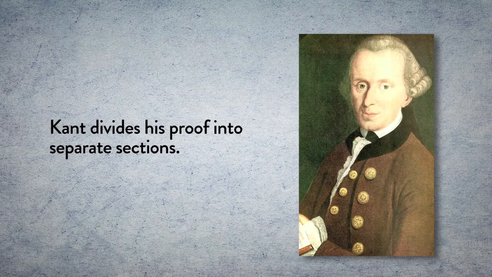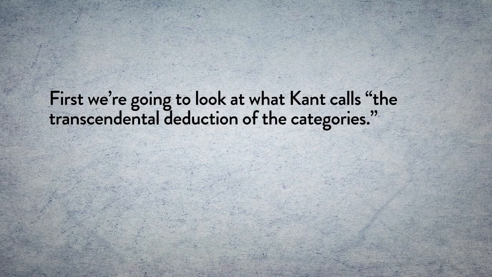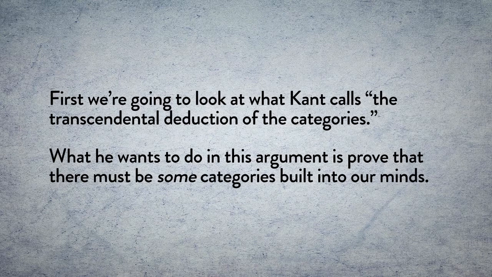Of the many sections which altogether constitute the proof of his categories, two parts in particular will concern us tonight. First, we're going to look at what Kant calls the transcendental deduction of the categories. The transcendental deduction of the categories. I won't bother to explain that particular title. But in general, what he wants to do in this particular argument is prove simply that there must be some categories built into our minds. This section of the argument is going to be very abstract. It will not tell us what the categories are, simply that there must be some. There must be some a priori concepts built into the structure of the mind.